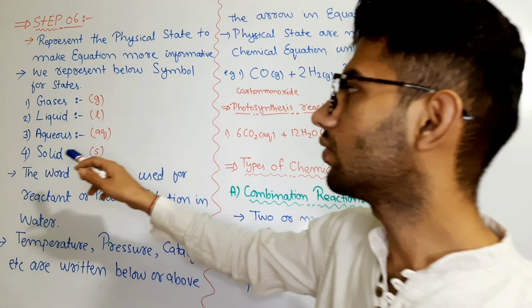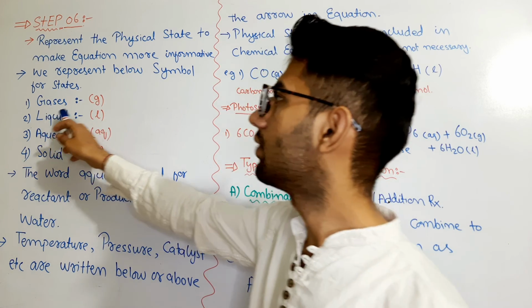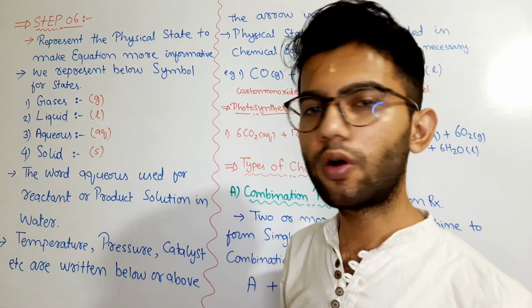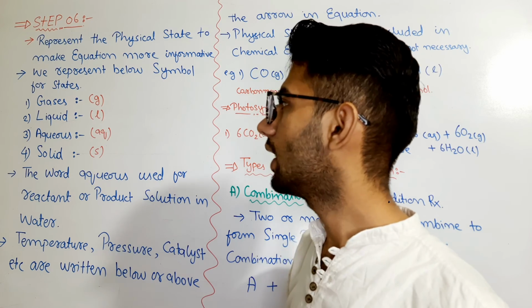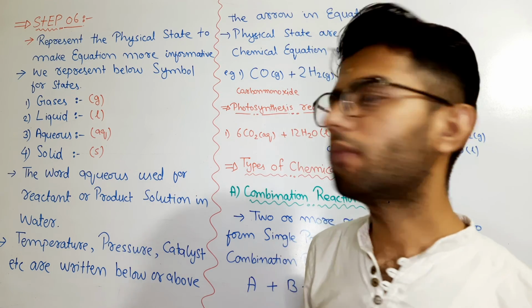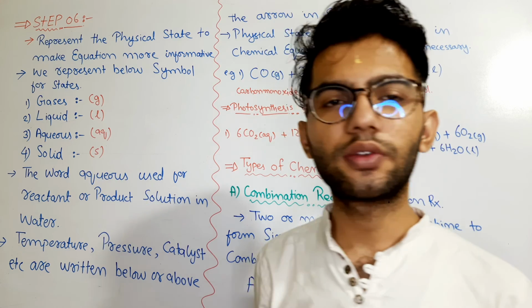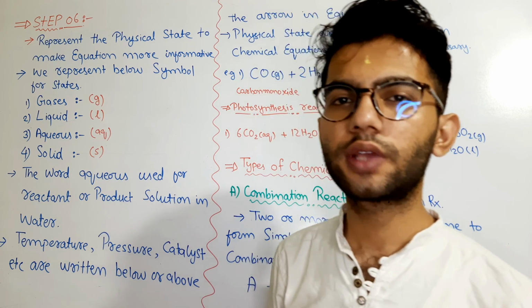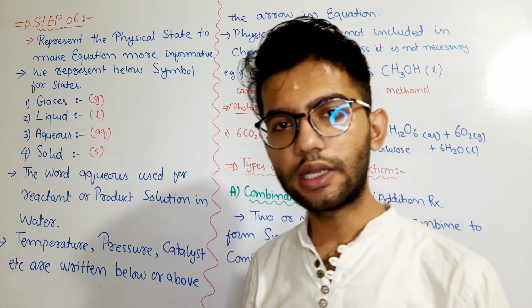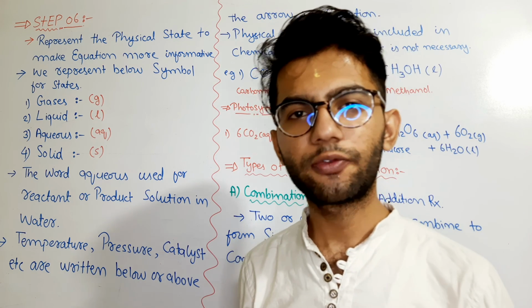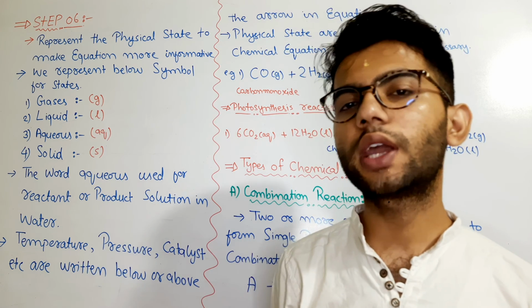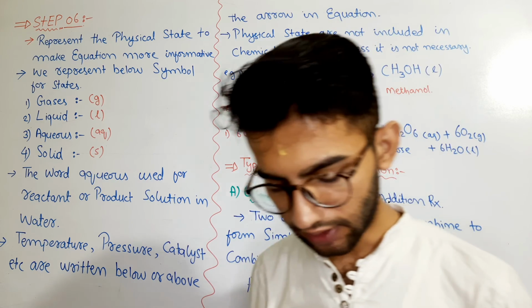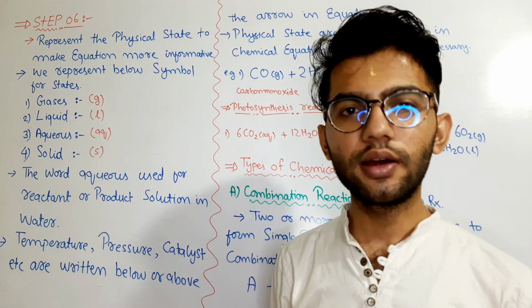In order to represent the gaseous form, we use a small g. In a similar way, to represent the liquid form we use a small l. To represent the aqueous form, we use aq, and to represent the solid form, we use s. Simply put, the reactants and products in our reaction are forms of matter, and matter exists in one of the 3 states.